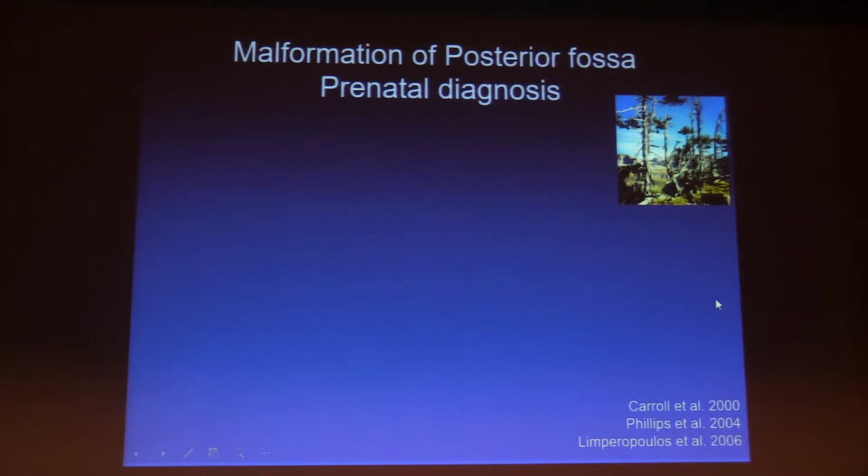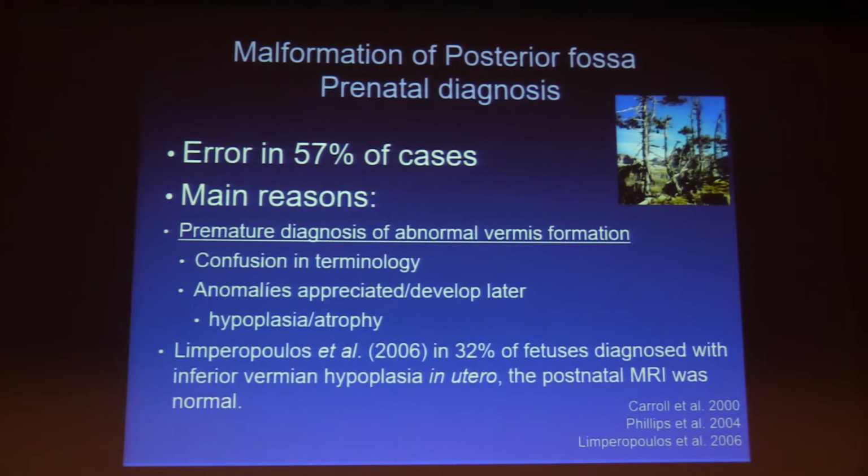When we look at malformations of the posterior fossa on prenatal diagnosis, we know that we make mistakes in 57% of cases. This is the study by Carroll, when she looked into that. If we think there's an abnormality that we find prenatally on ultrasound and on MRI, in 57% of the cases we are wrong. We do a follow-up MRI and everything looks okay.